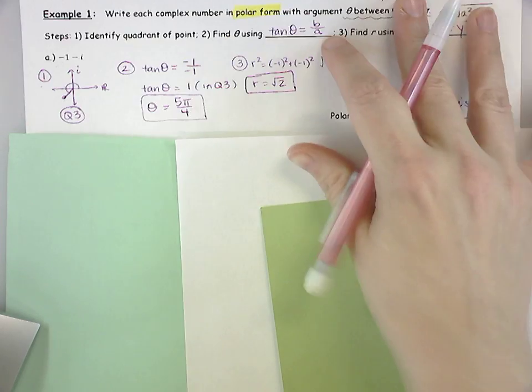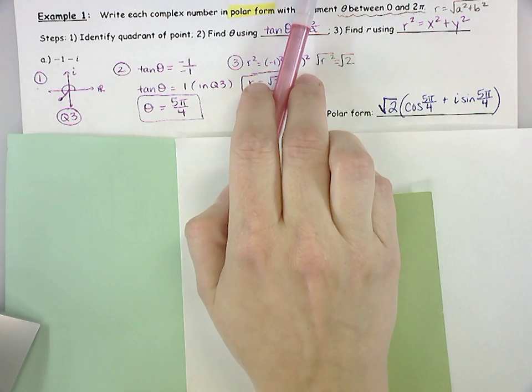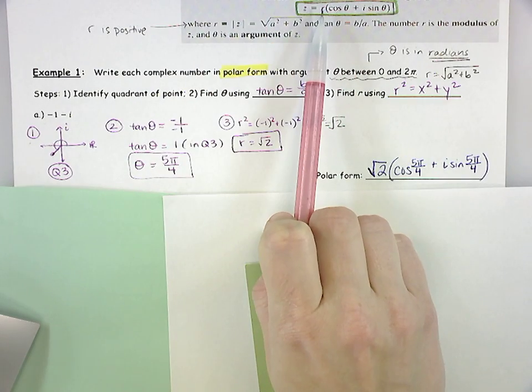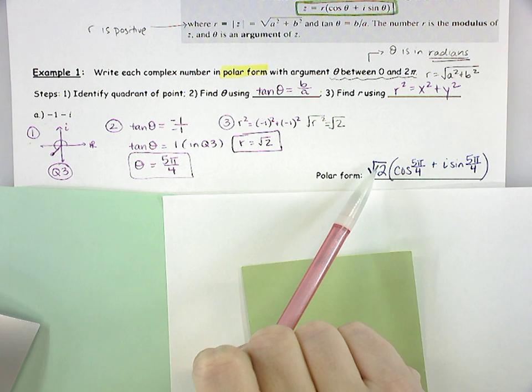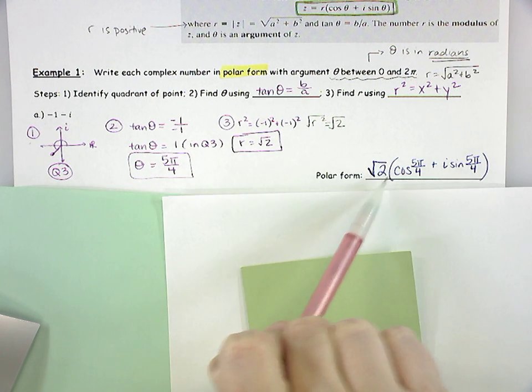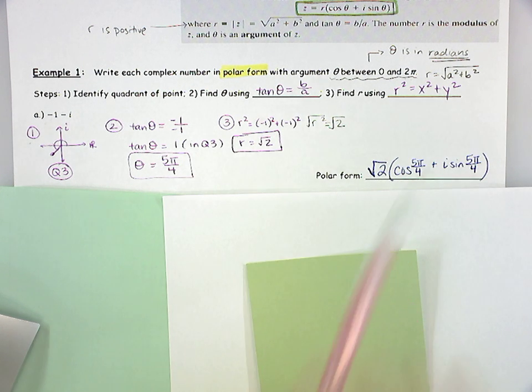So our equation is going to be the r value. So I'm looking at this that I boxed in up here. So see how this is my r? So this is my r. And then my theta is 5 pi over 4, so it's cosine of 5 pi over 4 plus i, and then sine of 5 pi over 4.